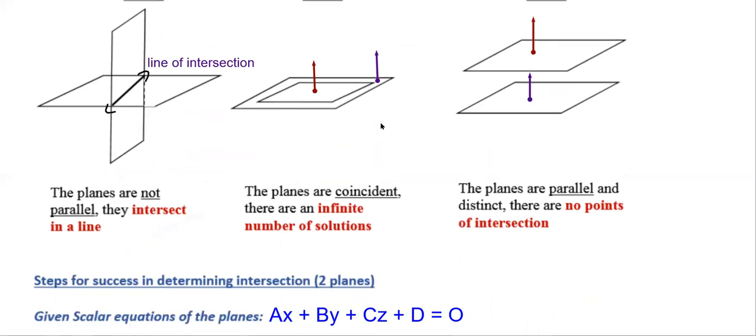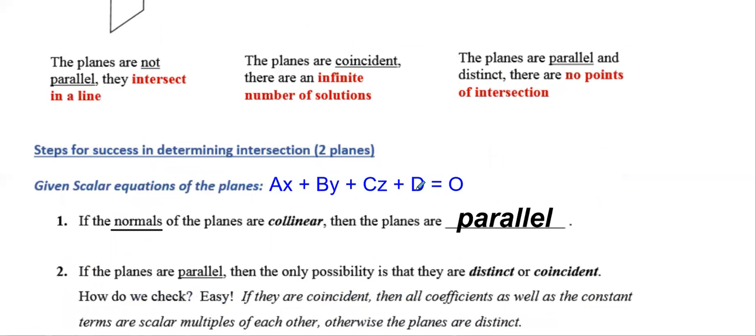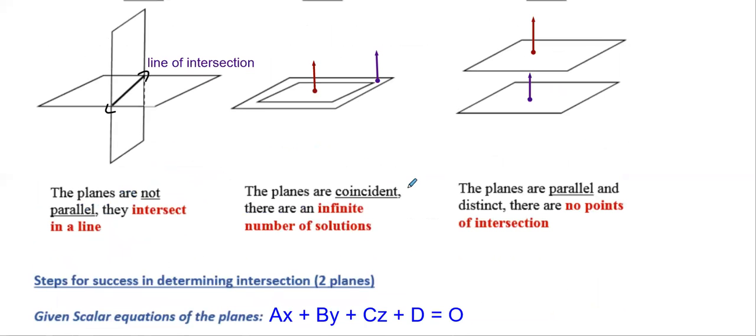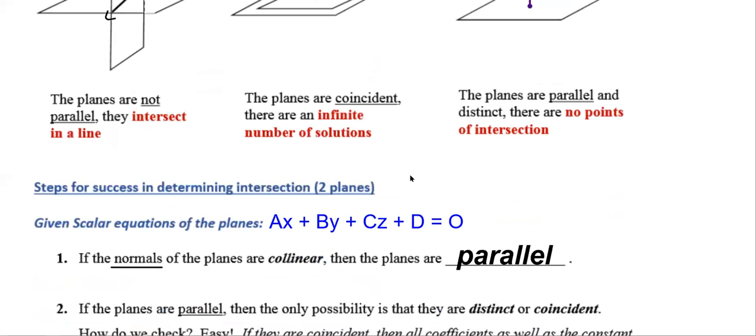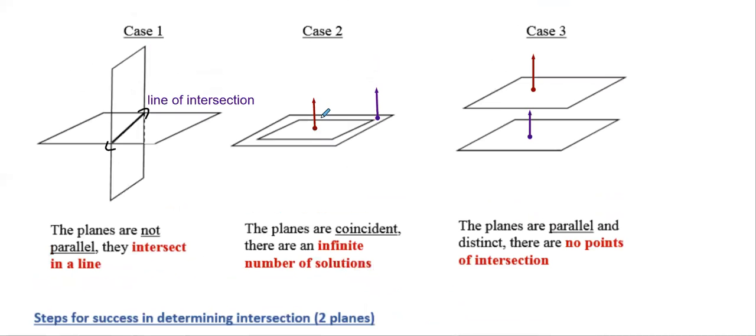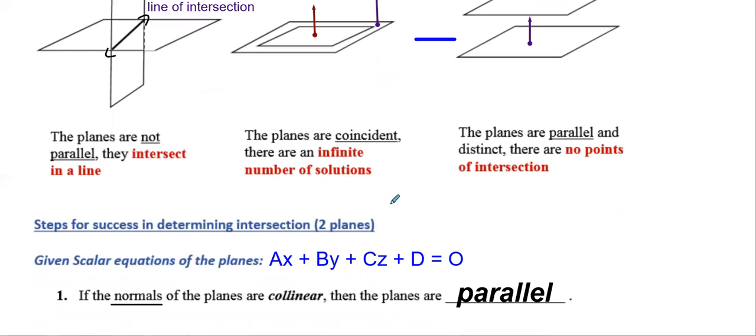Okay. So steps for success. All right, so you can be given equations of planes in scalar format. This is where the normals are very important. So if the normals, you notice here, are pointing in the same direction, they are, what's the term for it? Collinear, yes. All right, or parallel. It's another way of thinking of it. So in both of these situations, case 2 and 3, the normals are both parallel and collinear. So how do you distinguish between these two? Well, we're going to take a look at that in a moment.